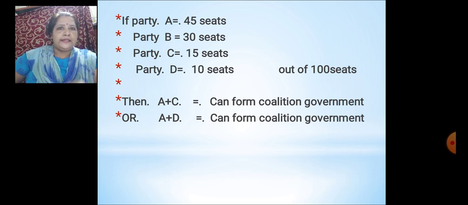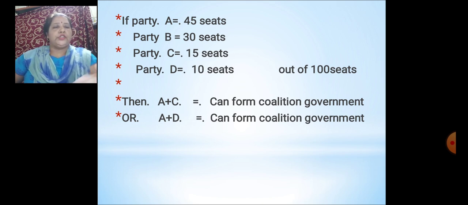Not only A and C, it can be A and D also. If A and D come together, 45 seats and 10 seats makes 55 seats. More than half. So they can also form the coalition government. So everybody has understood what a coalition government is? Very good.